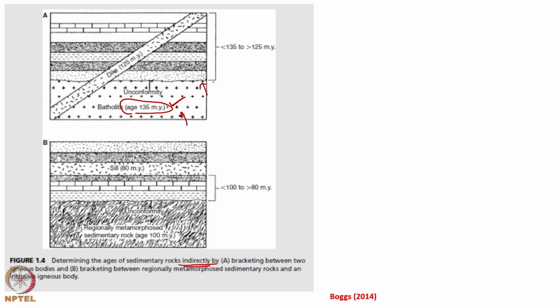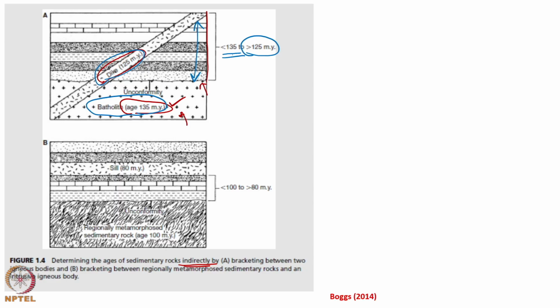There is an unconformity, then there are sedimentary layers, and these sediments and the batholith, everything is cut by a dike of 125 million years. So, what can we conclude? We can say that these sediments are of an age which is less than 135 million years because they are lying over the 135 million year old batholith, and more than 125 million years. Why are we saying this? Because of the cross-cut relationship.